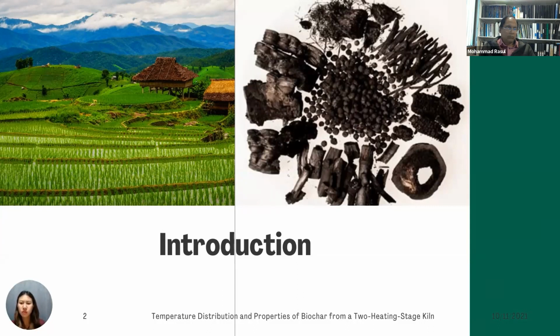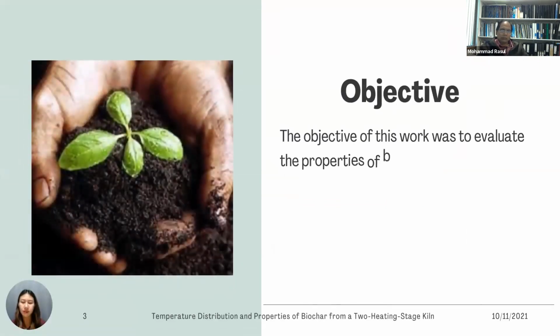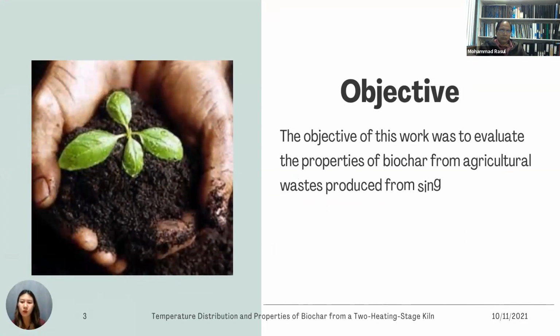Biochar can improve soil fertility, reduce emissions, carbon sequestration, and soil permeability. Biochar has several unique properties, making it an efficient, cost-effective, and environmentally friendly material for removing contaminants. The objective of this work is to improve the property of biochar from agricultural waste product from single-stage and two-stage process.